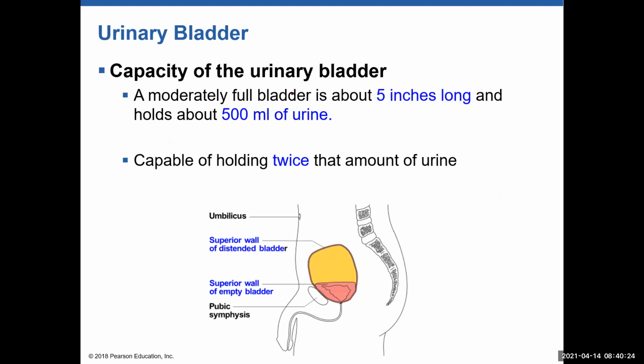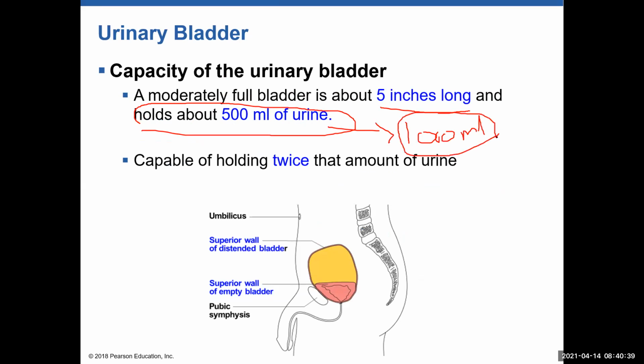A moderately full bladder is about 5 inches long and holds about 500 ml of urine, but it has the capacity to hold about 1000 ml of urine. Yes, that is the capacity of our bladder. It can hold about 1000 ml, but usually it's filled up to 500 ml. And when it's fully filled, it can go up into the abdominal cavity.